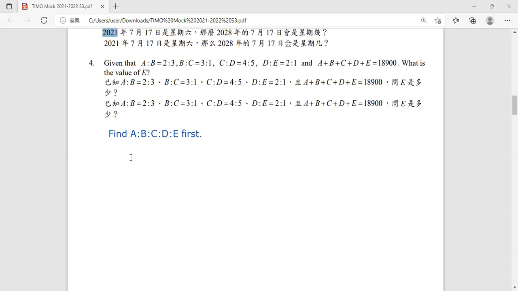And actually, you can do something like this. This is 2 to 3. And this is 3 to 1. And this is 4 to 5. And this is 2 to 1. And all the things after 1. Then you will find that you can easily calculate the total ratio.